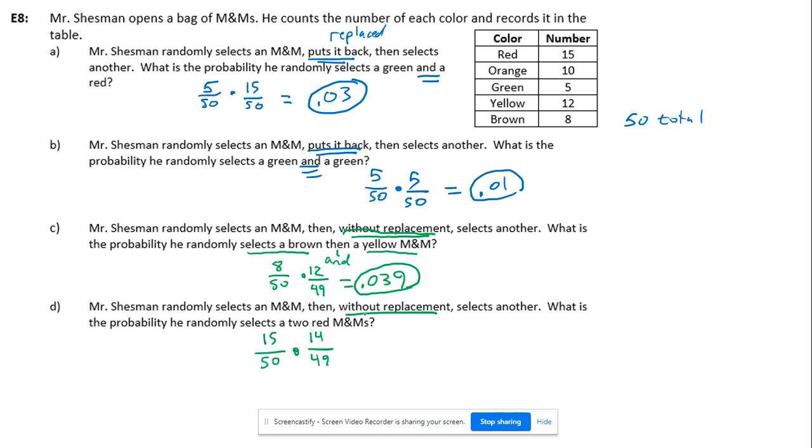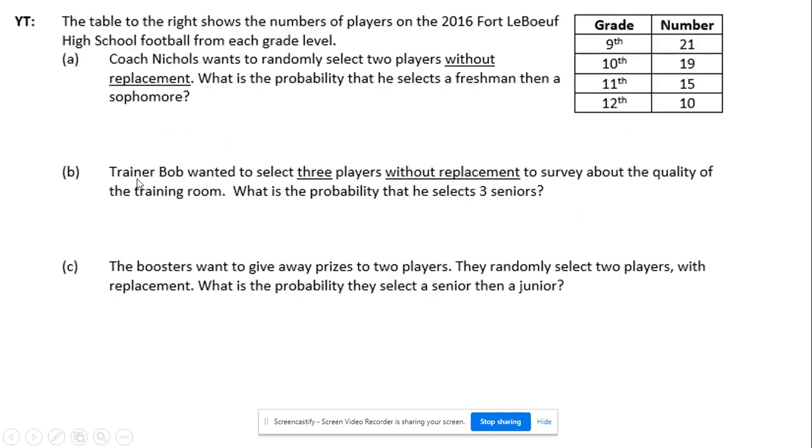So what happened here is because I didn't put that red M&M back in, I changed the numerator and the denominator. When it's without replacement, I'm changing things. It's now dependent, and so I have to change things. So I do 15 divided by 50 times 14 divided by 49, and I get 0.086 or 0.085. And remember what I said, I have to see the multiplication and the final answer. Just the final answer is not going to get you full credit on the homework. In fact, if you turn in that homework and you don't have the multiplication, the highest you're going to get is a 3 out of 5 because you didn't do all the work I wanted to see.